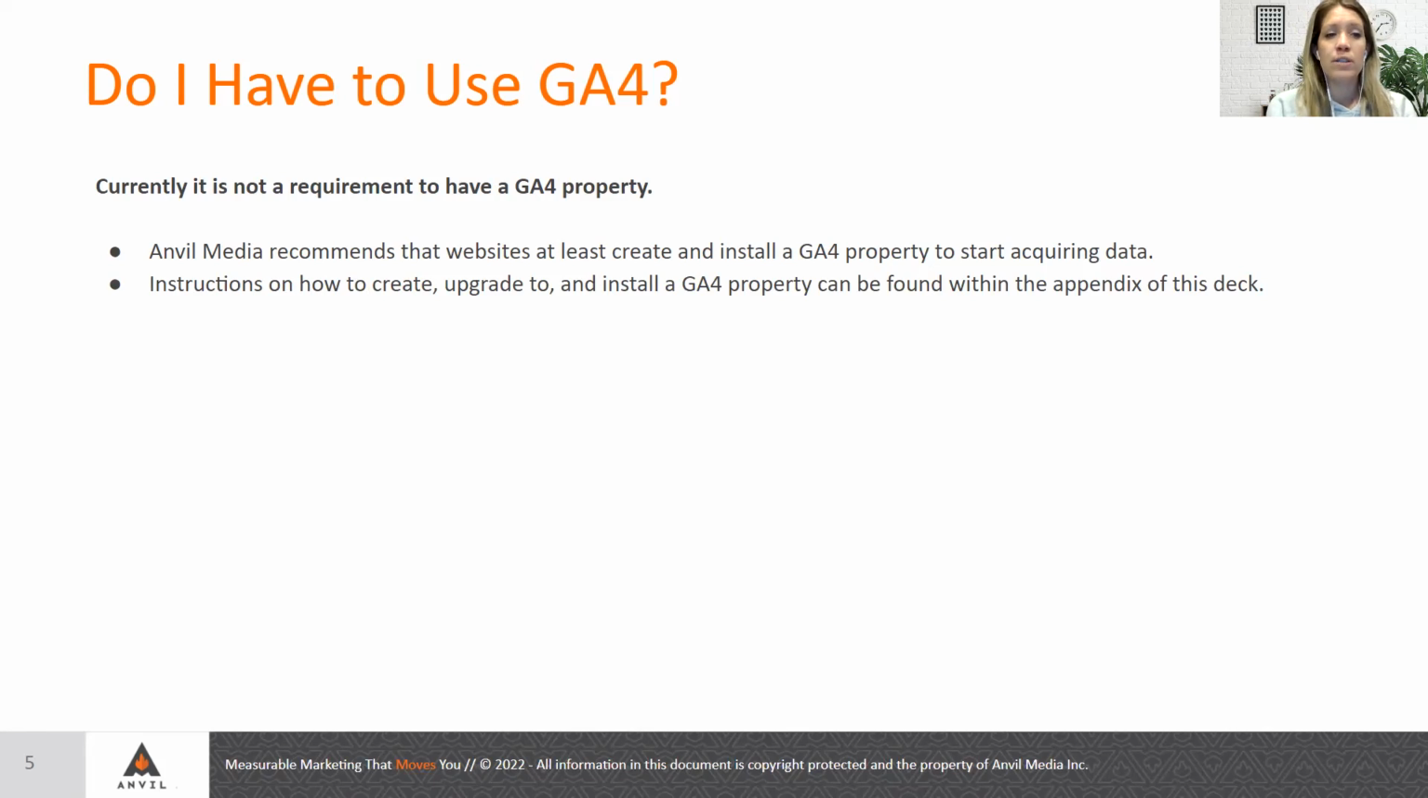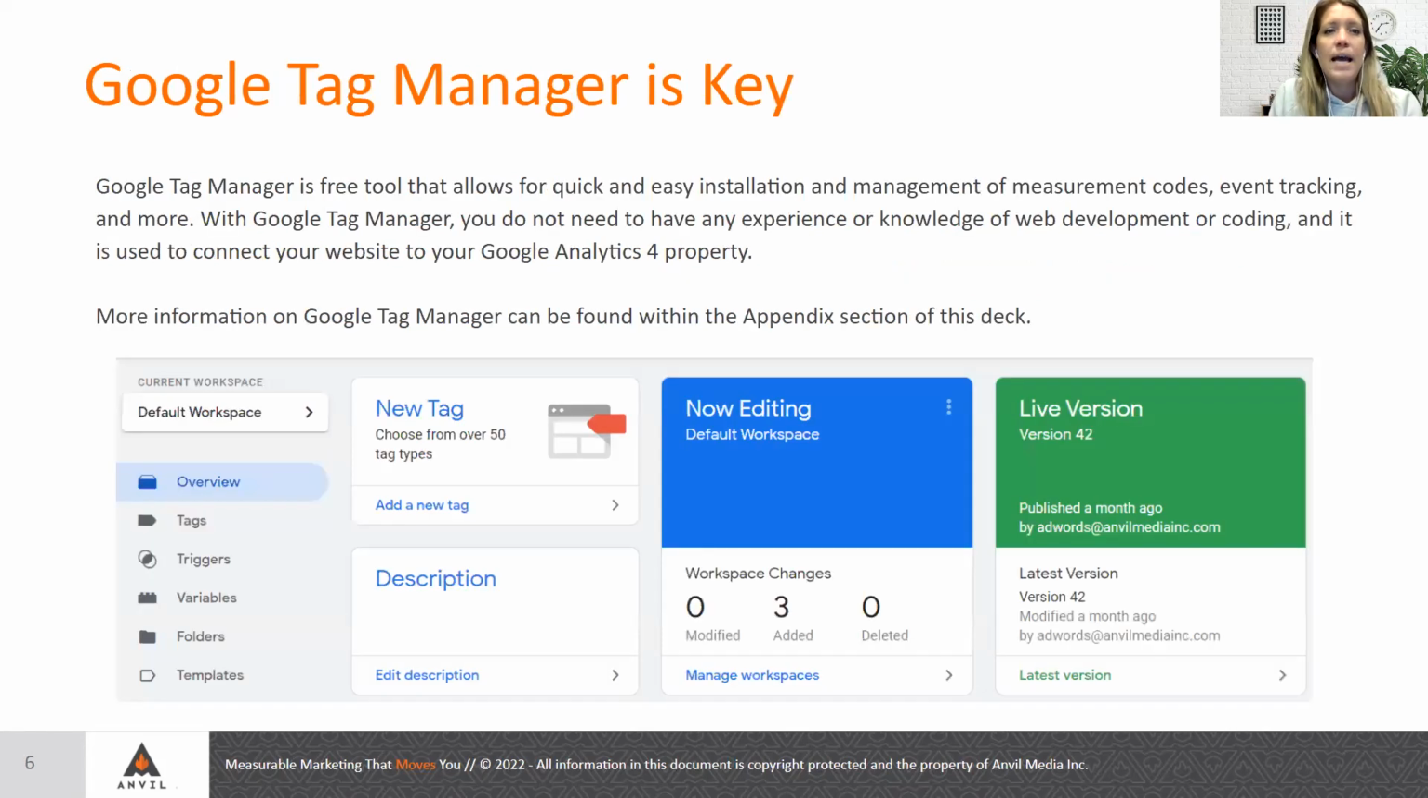We do have instructions on how you can create a Google Analytics 4 property, how you can install a Google Analytics 4 property, and even how you can upgrade an existing Universal Analytics property as well. All of those can be found within the appendix of this deck. And there's easy step-by-step instructions and very clear visualizations for you to follow. So definitely reference the appendix of this deck.